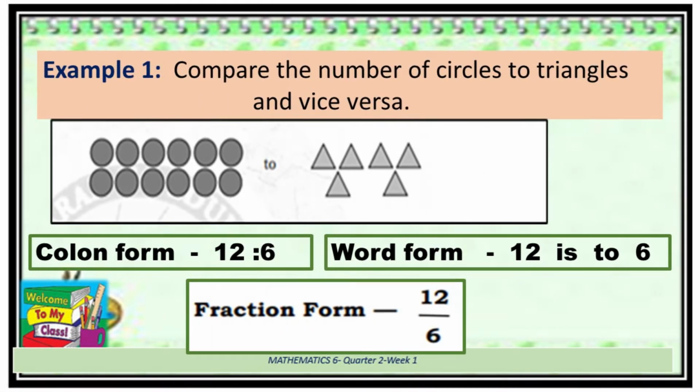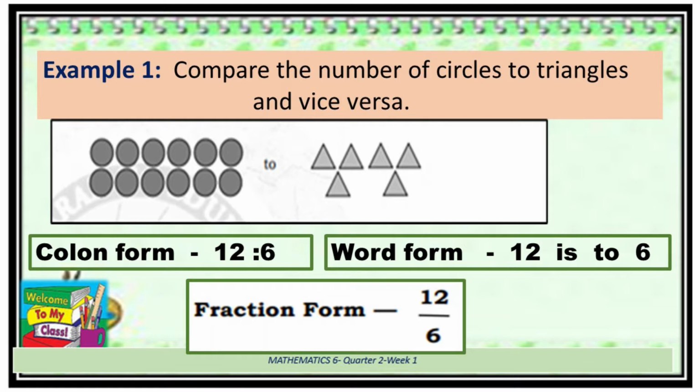Let's take a look at these examples. Compare the numbers of circles and triangles, and vice versa. To compare the number of circles to triangles, it should be written in column form like this. It has a colon symbol. And we will read this as 12:6.